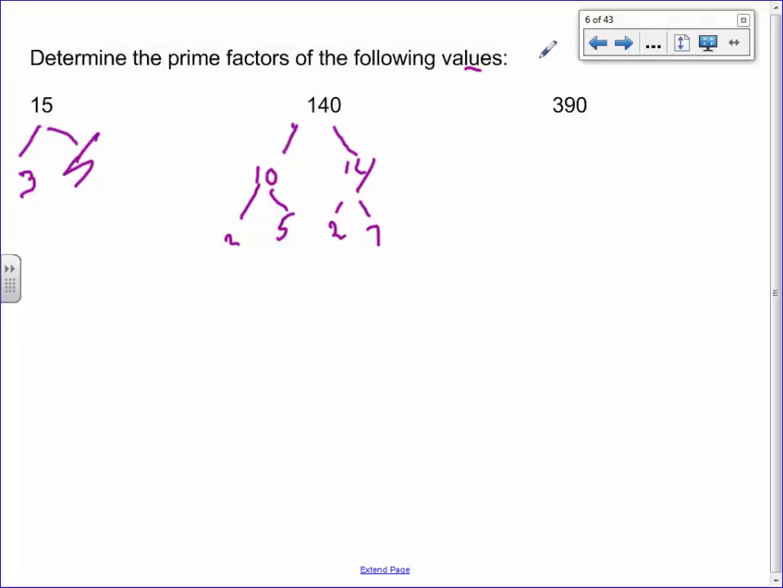Okay, 390. Let's use a different rule. We know that 10 will go into it. What's another divisibility rule that we can use? 5 will go into it. You're right. 5 times what will give me 390? 78.